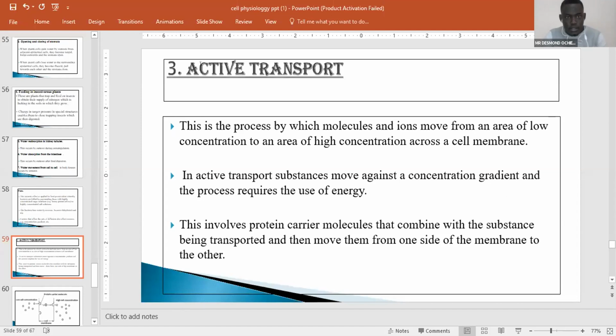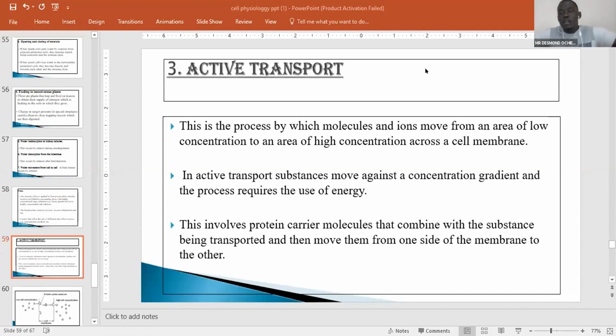I think there's an urgent question here. Someone is asking, does pH affect osmosis? pH does not affect osmosis. It doesn't really affect osmosis. It is just temperature which affects the structure of the cell membrane, and you know that osmosis occurs across the cell membrane.